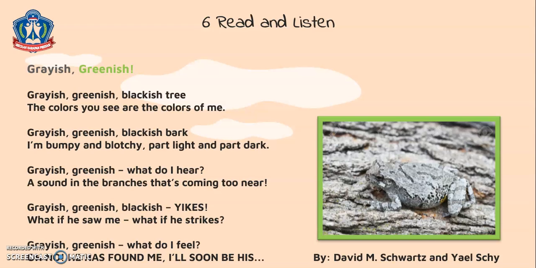Are you ready? Grayish, greenish, blackish tree. The colors you see are the colors of me. Grayish, greenish, blackish bark. I'm bumpy and blotchy, part light and part dark. Grayish, greenish, what do I hear? A sound in the branches that's coming too near. Grayish, greenish, blackish, yikes. What if he saw me? What if he strikes? Grayish, greenish, what do I feel? Oh no, he has found me. I'll soon be his.